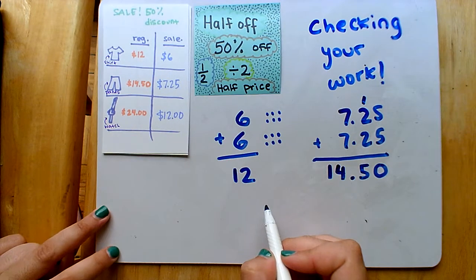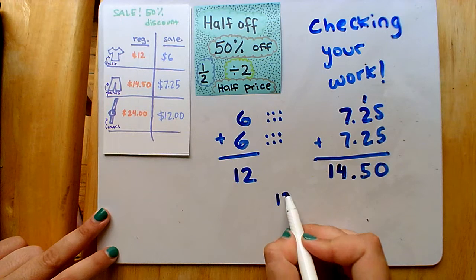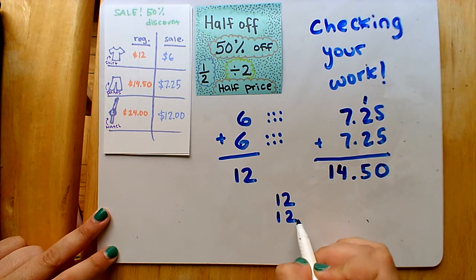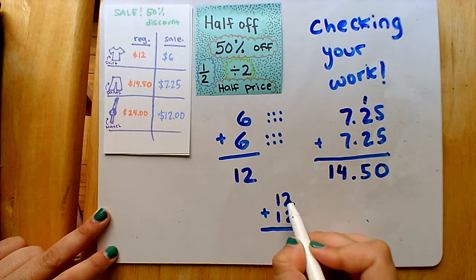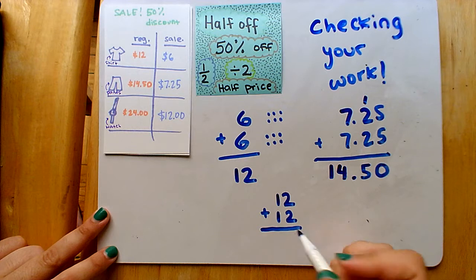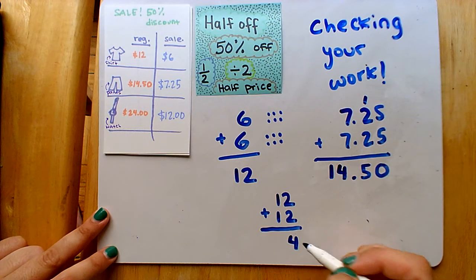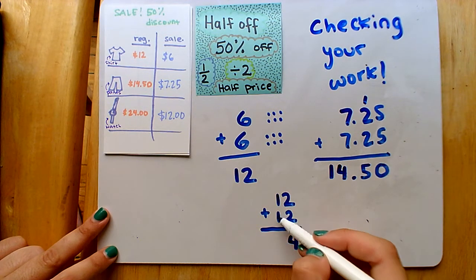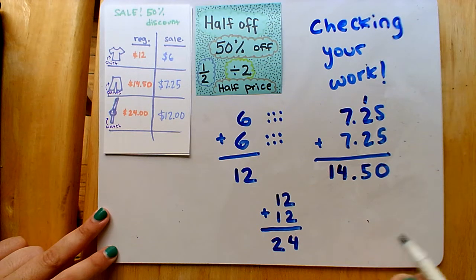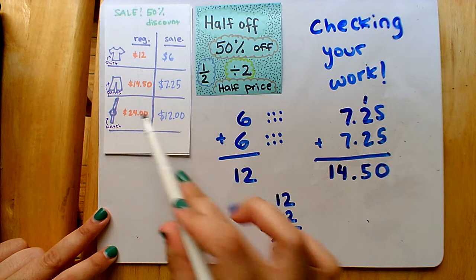12 plus 12. If these are both halves, then when we add them together, we should get back to the original price. 2 plus 2 is 4. 1 plus 1 is 2. We have gotten back to 24. We've checked our work. All 3 examples are correct.